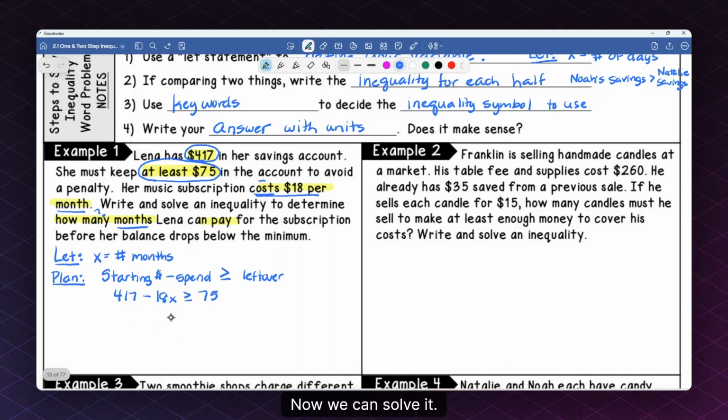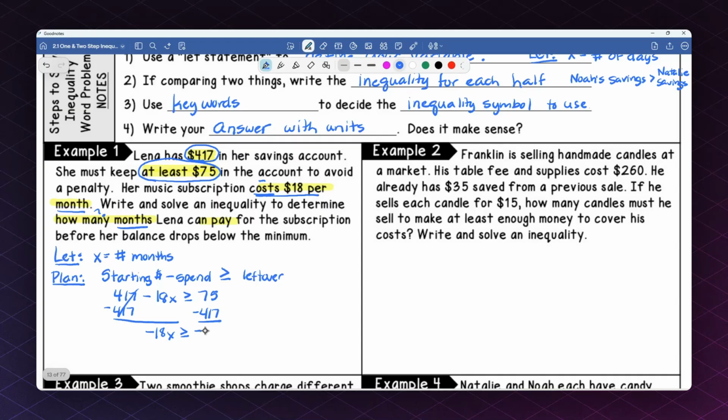Now we can solve it. Okay, we have set this up. We came up with a plan. So my X is on my left-hand side, and there's no X's over here on the right. I'm just going to move all my numbers over here to the right. So I'm going to subtract 417. Okay, so that cancels. I get negative 18X is greater than or equal to 75 minus 417 is going to give me negative 342.